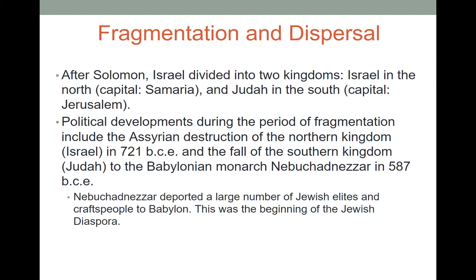And part of the reason this was done is that the Jews had a monotheistic religion that was different than the Babylonians, that was different than the Assyrians, and they were not willing to convert. Because of that, they isolated themselves. They formed a very strong sense of community and culture, and they were viewed as a threat to other empires. You will see continued Jewish diasporas under the Neo-Assyrian Empire and then under the Roman Empire.